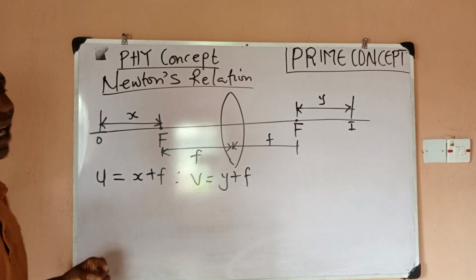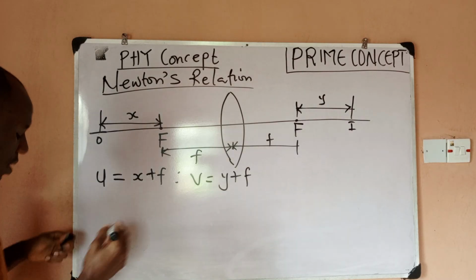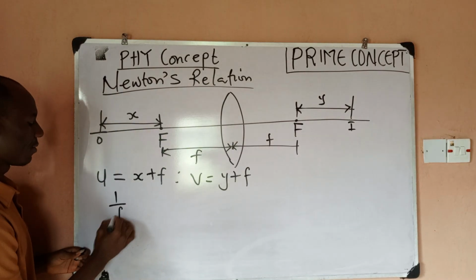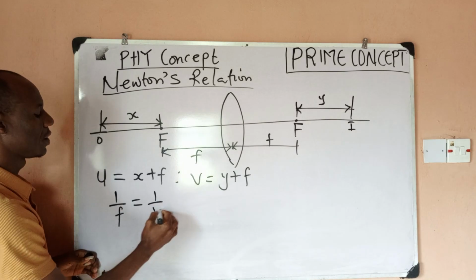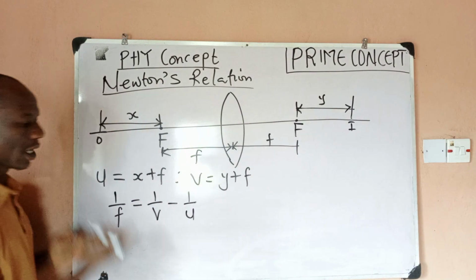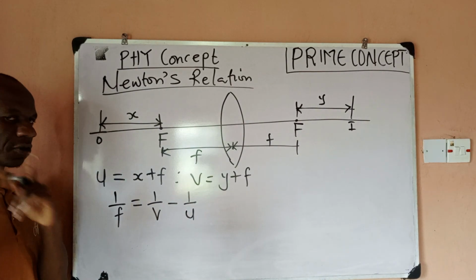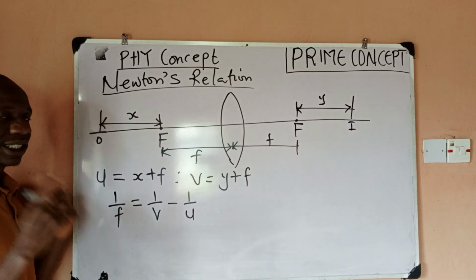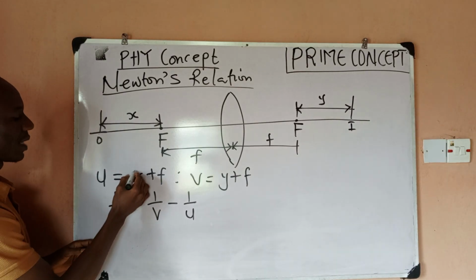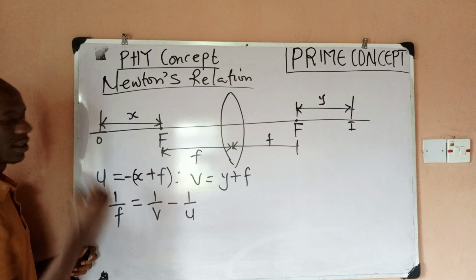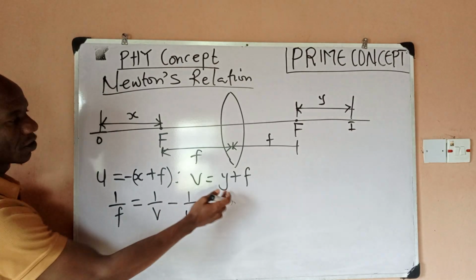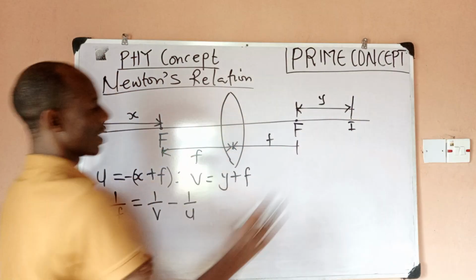And if I consider my lens relationship, which says that 1 by f is equal to 1 by v minus 1 by u, then I'll be substituting, but not forgetting our sign convention, which says that the object distance is always what? Negative. So I'm going to use that, while our image is positive because it's formed on the right hand side.